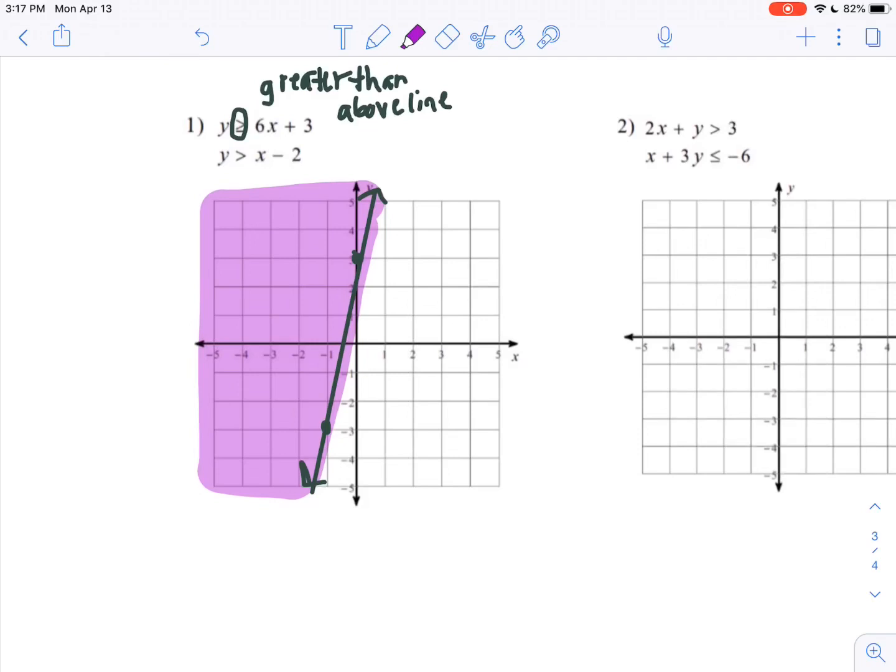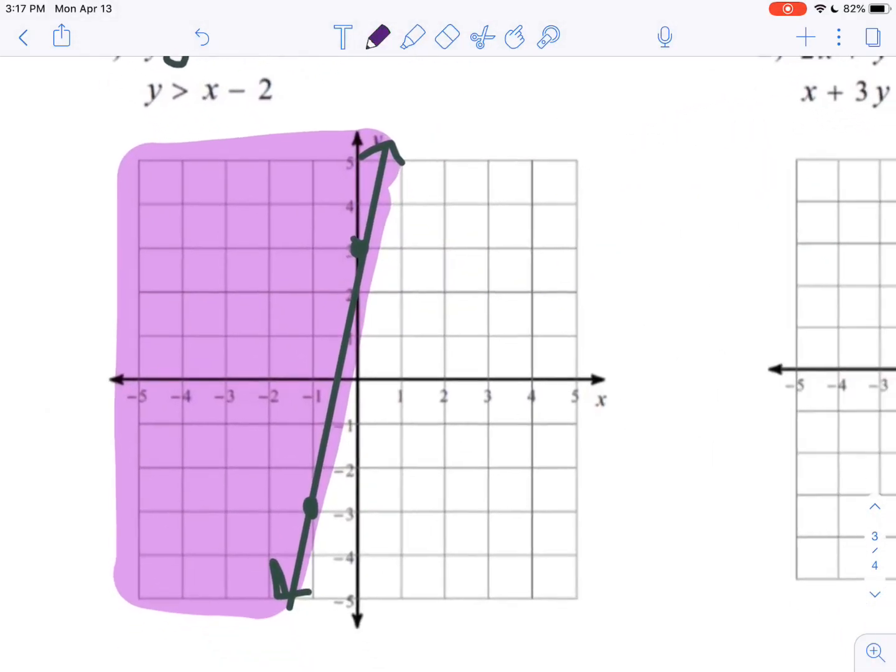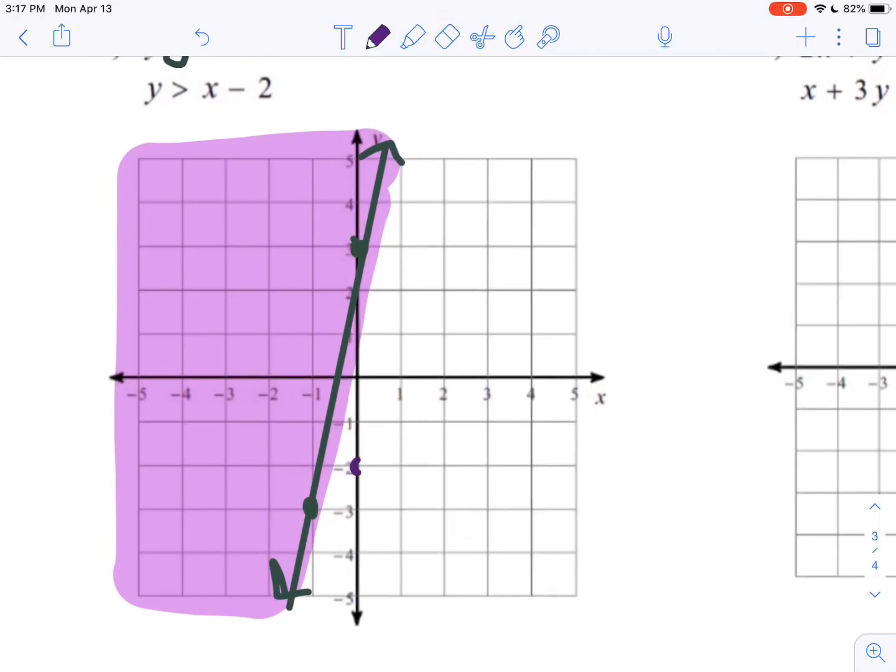Okay, now I'm going to graph y is greater than x minus 2. So starting point is -2. My slope is 1 over 1. So I'm going to go all the way through, up one to the right one, down one to the left one, down one to the left one.